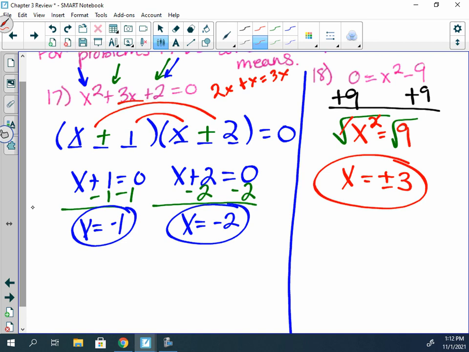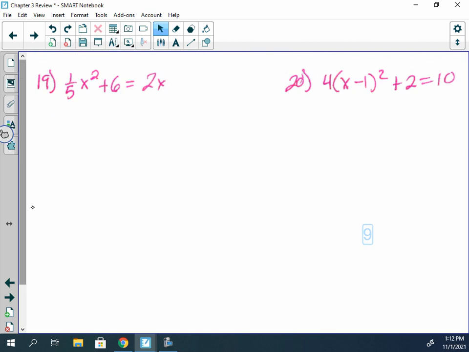Yes, that is the answer, Caleb. Any other questions on this here? Now again, graphing would have also given us the answer for these two here. I really like that way though. Questions on this here? Questions on 19 or 20?